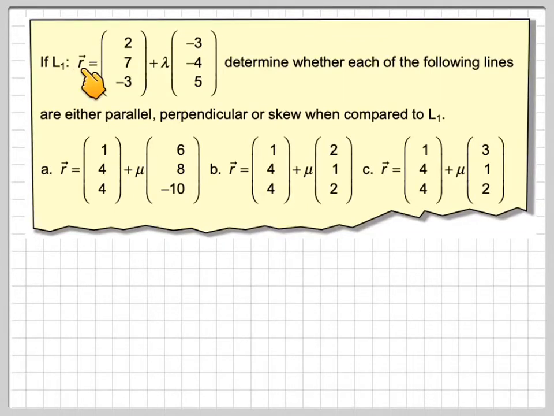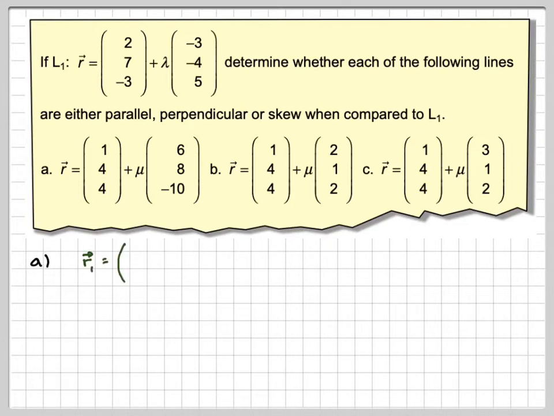If L1 is r = (2, 7, -3) + λ(-3, -4, 5), determine whether each of the following lines are either parallel, perpendicular or skew compared with L1. So what we've got to do is compare this line with this line and determine whether it's either parallel, perpendicular or skew, and the same for B and the same for C.